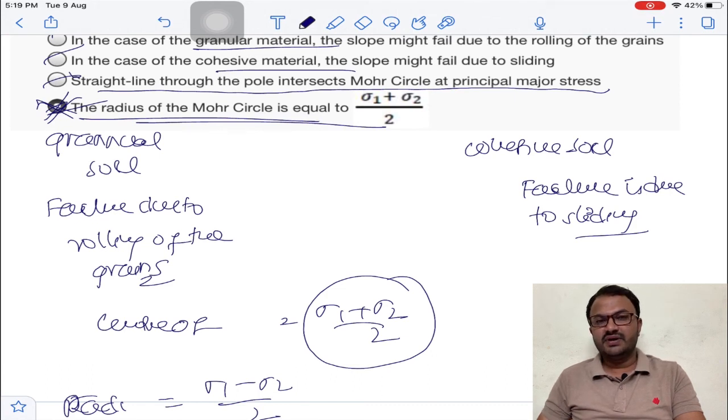Okay, this is the explanation for assignment number 1 of Geotechnical Engineering 2. I think some of you have posted solutions for the Geotechnical Engineering 2 assignment. So these are all the answers.